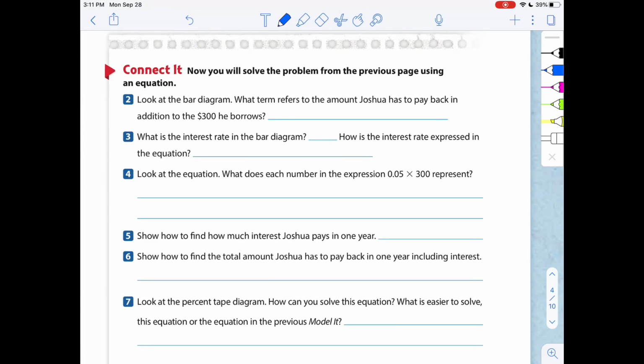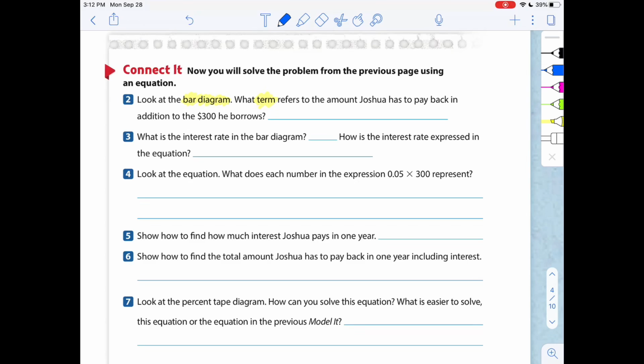Number 2 wants us to look at the bar diagram, so that very first model it. What term refers to the amount Joshua has to pay back in addition to the $300 he borrows? So remember, he has to borrow $300 and then he's paying back a little bit more. So we want to know what term, almost like a vocabulary word, represents that extra that he has to pay back.